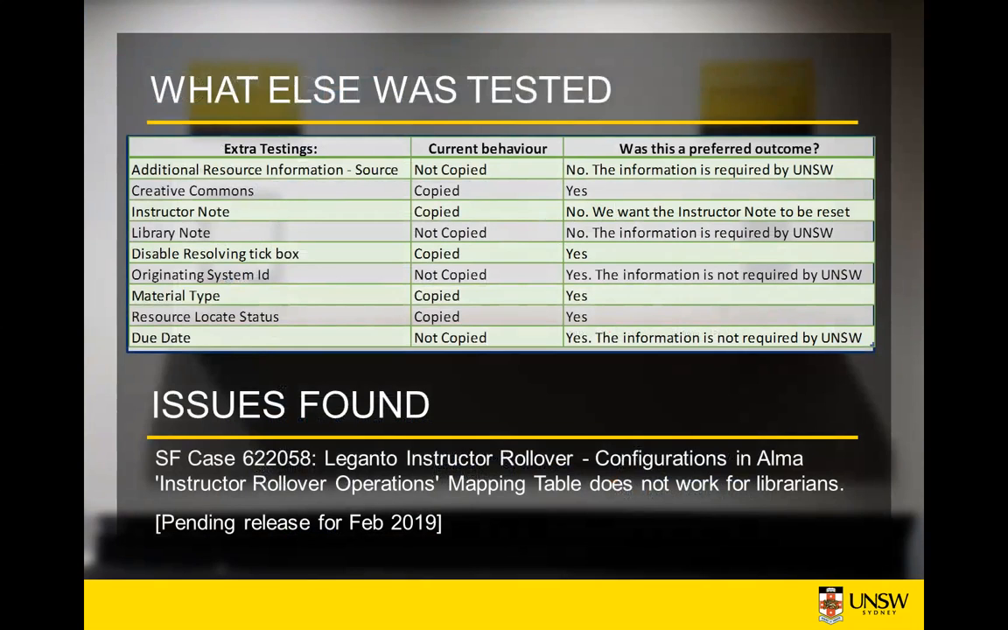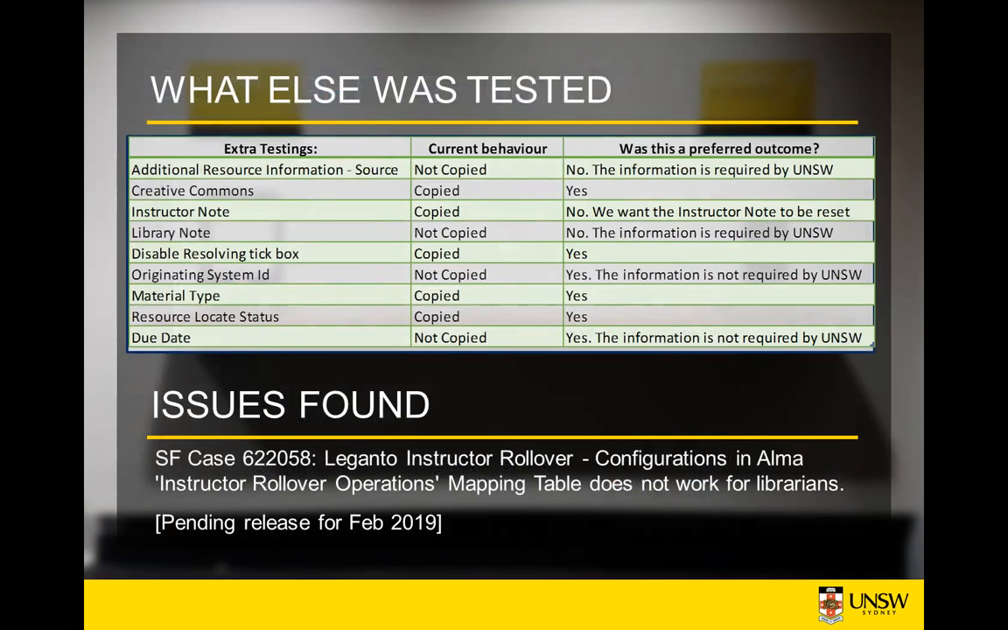We also ran testing on these categories, which are not in the current configuration mapping table. Information like Creative Commons and the disabled resolving are copied, which is what we want. On the other hand, although the instructor note is copied, it is not the information we require, because UNSW used the self-service model, and the instructor note captured the library discussion history between instructors and the library from the previous section, and we would like to start it over again.